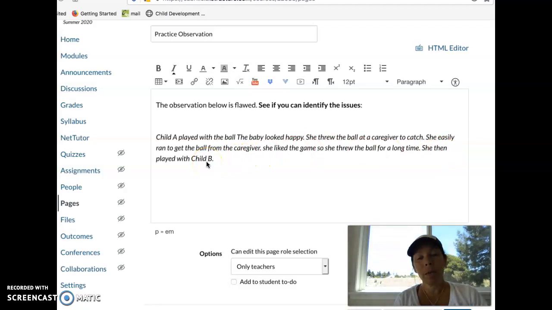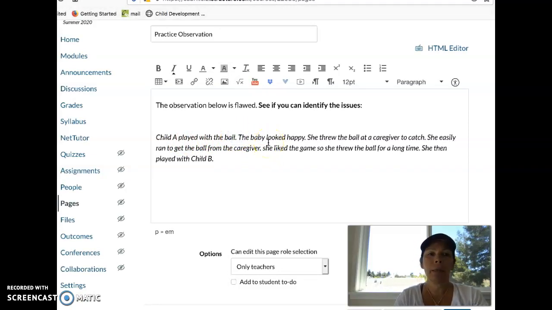So the first thing I'm noticing is there is a lack of detail. And there's some assumptions in this. So let's take it sentence by sentence. Child A played with the ball. So that's definitely needing a period. And this word played is very, very vague. What does that mean? Does that mean she threw the ball? She was catching the ball? She was rolling the ball? So let's get more specific here.